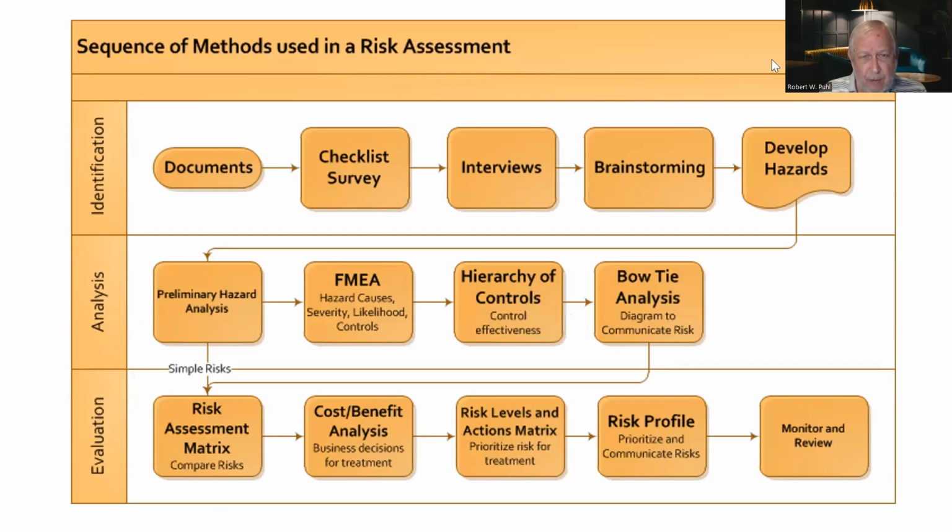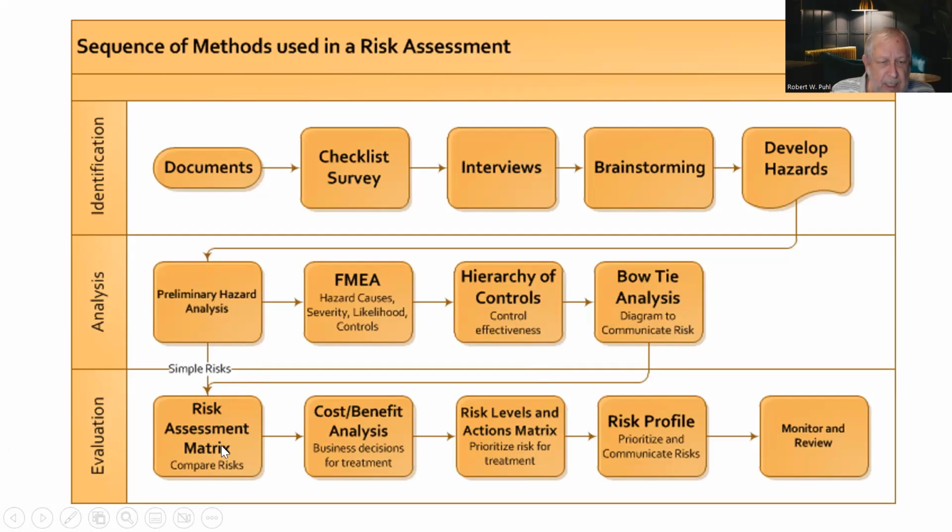The sequence of methods used in a risk assessment. Let's go over it. Identification: your documents, checklist, survey, interviews, brainstorming, and you get the hazards. You have to identify the hazards. Preliminary hazard analysis, FMEA, hazards, causes, severity. That's a failure mode effects analysis. Hierarchy of controls, of course, bow tie analysis. They didn't do that here. I don't know why they put that in here. And simple risks you can cut right down to here.